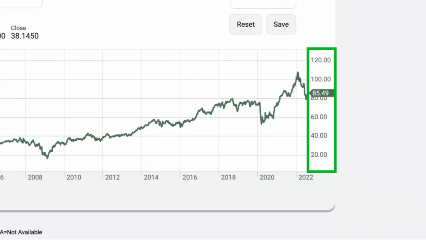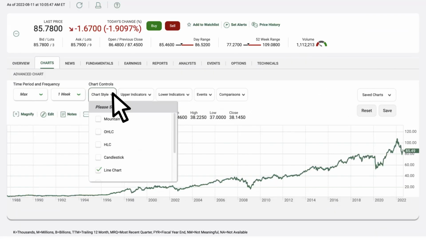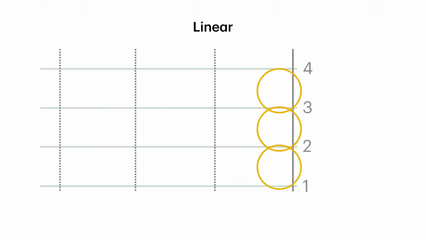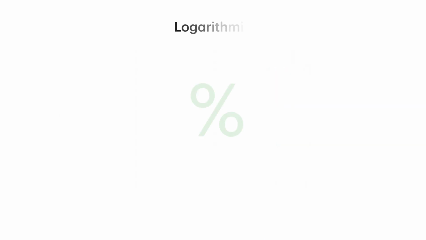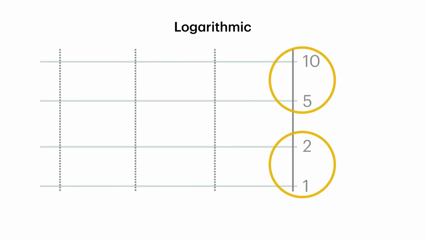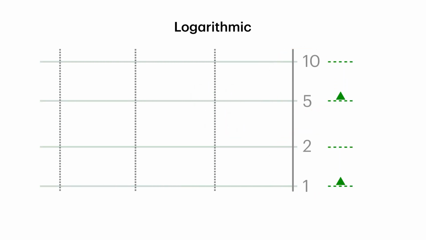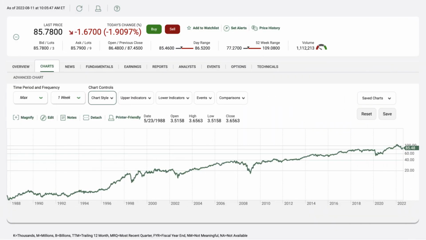Along the vertical line of the stock chart, called the y-axis, you'll find the numbers representing the stock's price. To adjust the settings for the y-axis, go to Chart Controls, Chart Style, then scroll down to the bottom of the menu. You can set your chart style as linear, where the difference between each price point is the same, or logarithmic, where data points are plotted based on percentages. For example, the distance between $1 and $2 would be the same as the distance between $5 and $10. These settings can be applied to any chart style.